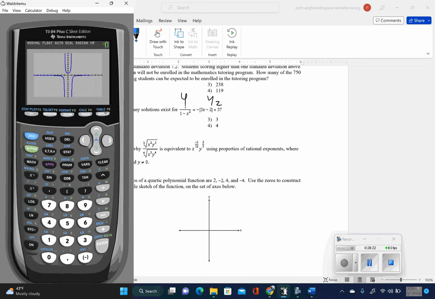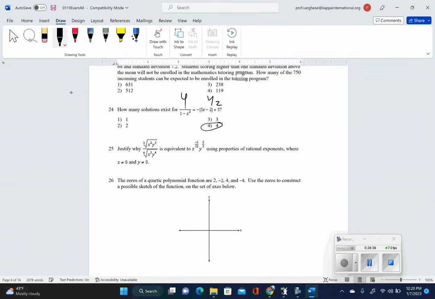All right, so that's Y1. Looks funky and weird, but it's okay. Okay, this looks like it hits 4 times. So 1, 2, 3, 4. You're looking to see where the blue graph and the red graph meet. So that's 4 times. We don't care what those numbers are. We just care that they meet.